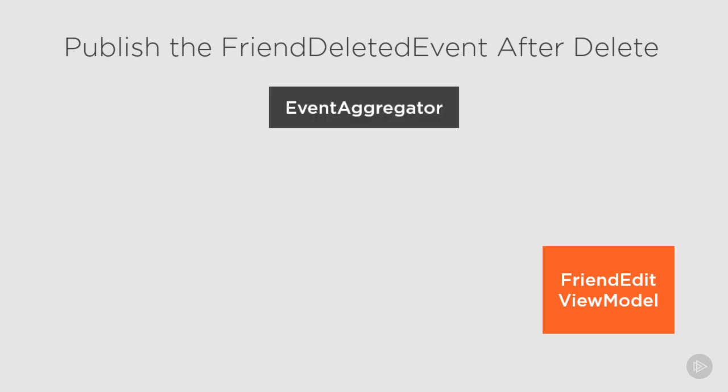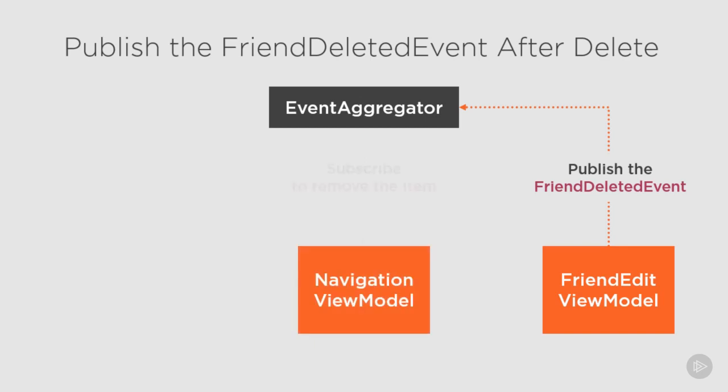In the friend-edit view model, we have the delete command. When that delete command is executed, we will use the event aggregator to publish the friend deleted event. That event will contain the ID of the deleted friend. In the navigation view model, we will subscribe to that event to remove the navigation item.